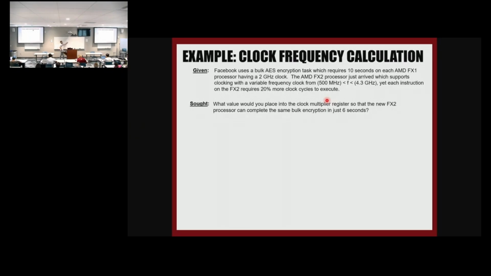So execution time is equal to number of clocks multiplied by clock period. That's the equation we get. This is enough to find the answer for this question. Okay, let's do this step by step. What is the first thing we have to find? Number of clock cycles. Right? Because we don't know what the number of clock cycles are.